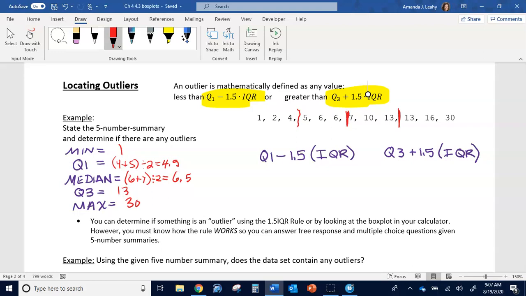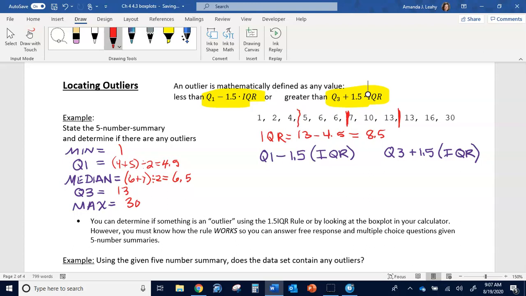Now, to find that interquartile range, I'm going to take quartile 3, which was 13, and I'm going to subtract quartile 1, which is 4.5. Okay. When I do this, I end up with a value of 8.5. That is my interquartile range. So again, that's a measure of spread around the median.